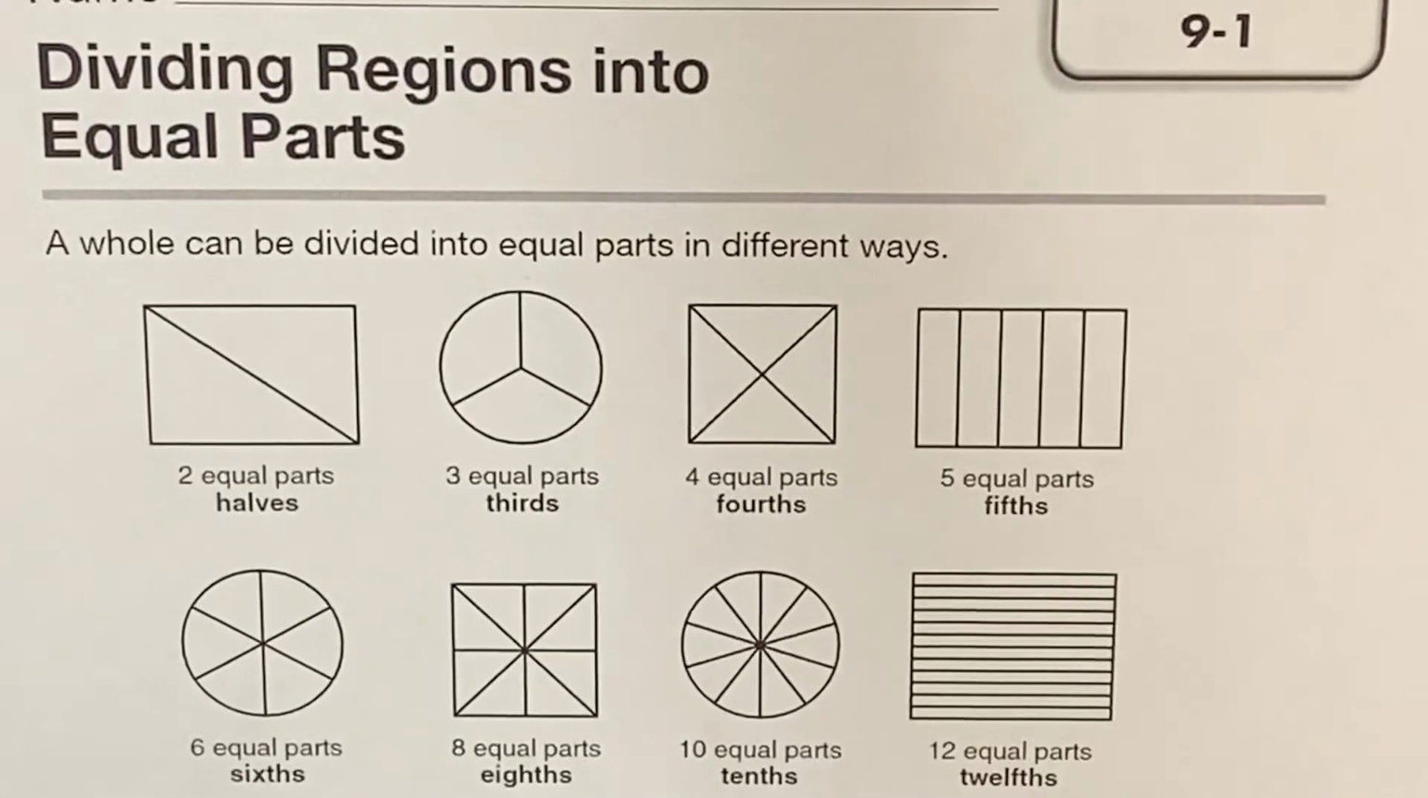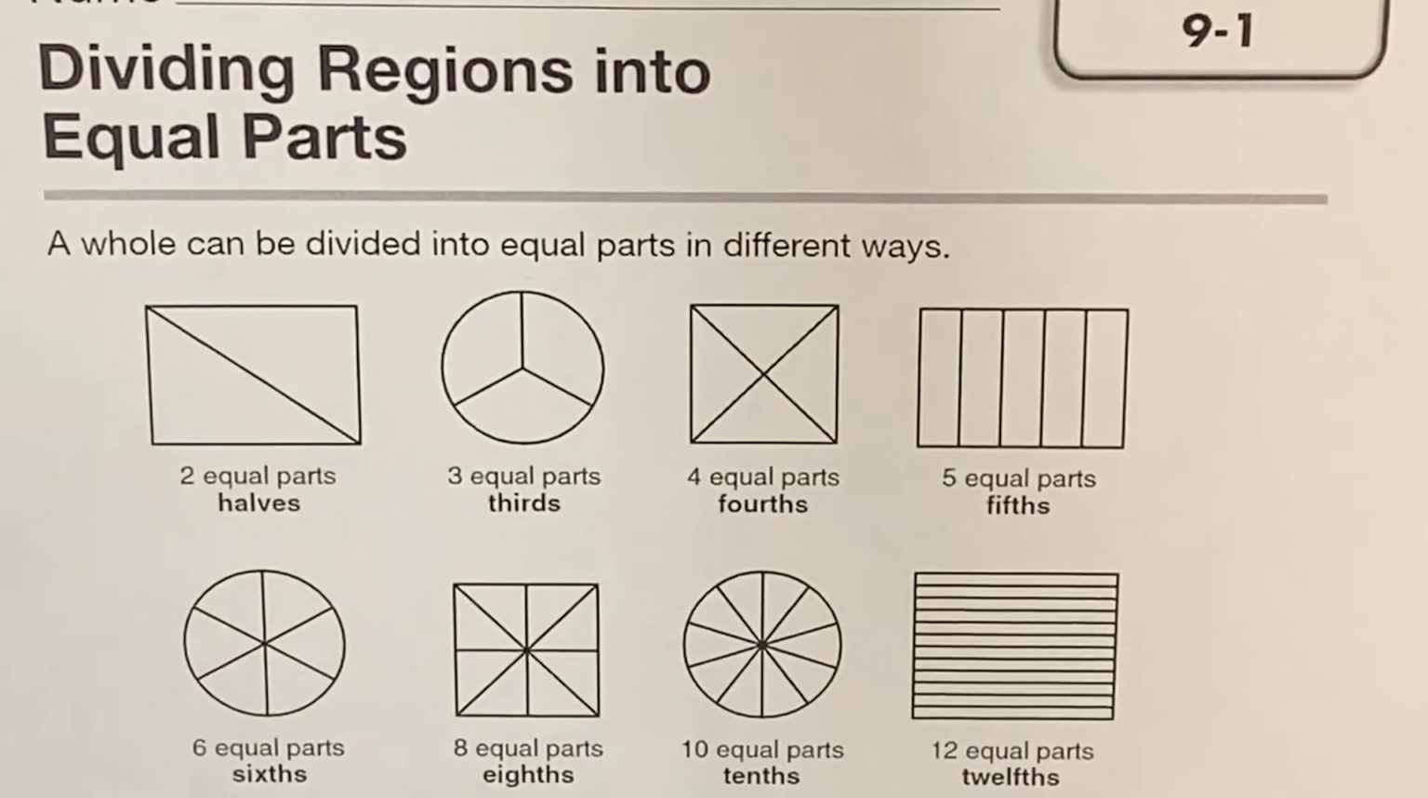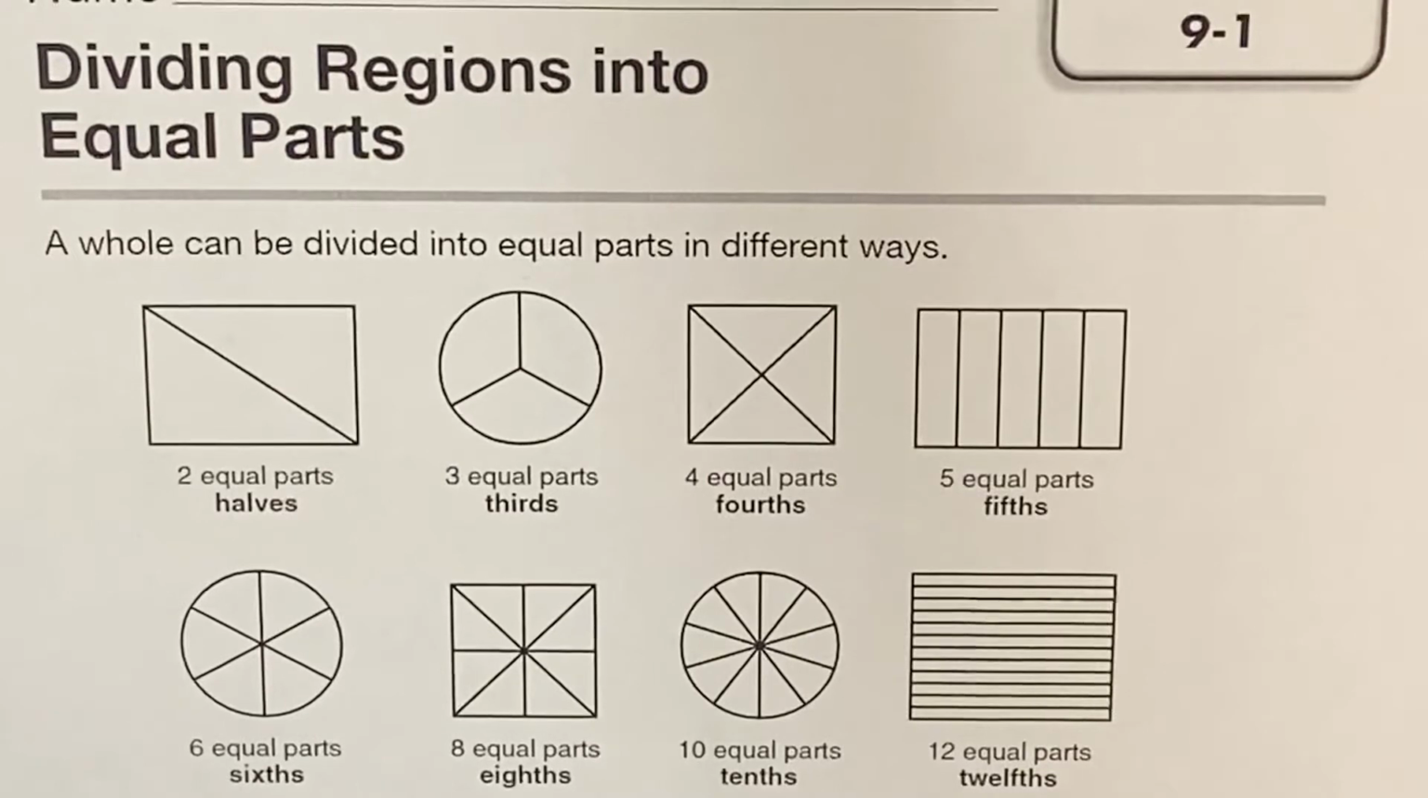Hopefully you watched the YouTube video that was posted before this video. If you haven't, I want you to stop this video now and go back and watch that video first. Because it talks about a whole. A whole is just a whole region, a whole shape, a whole square, a whole circle, a whole pie, a whole pizza. It's just one whole something, region. And that whole can be divided into equal parts. Just like if you order a pizza, you order one whole pizza and then you cut it up and you share it.